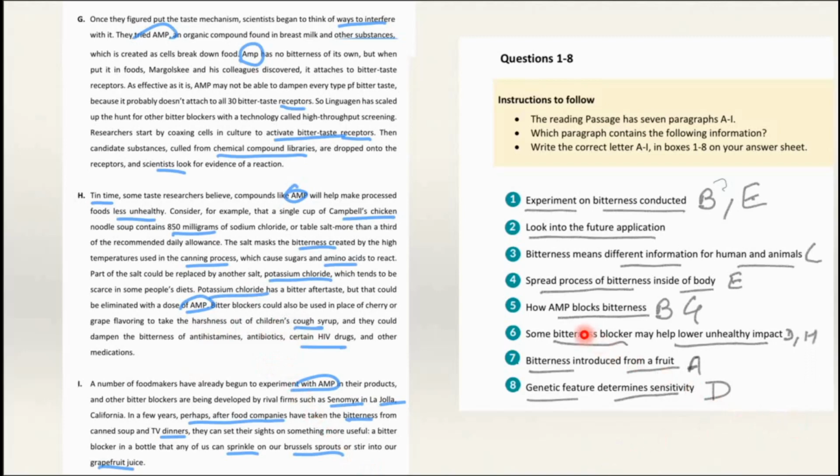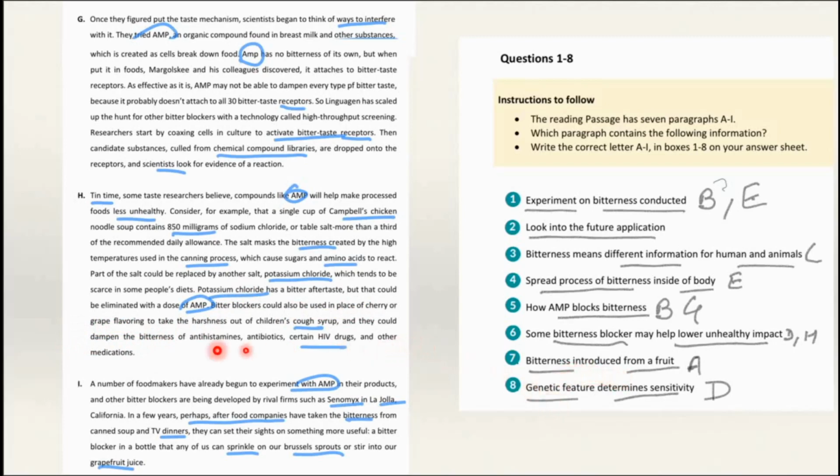But still I'm not sure, so I'm going to look further. I'm going to look at the 7th question. Did they talk about any fruit here? Yes, they talk about cherry or grape here. So the 7th question: bitterness introduced from a fruit.